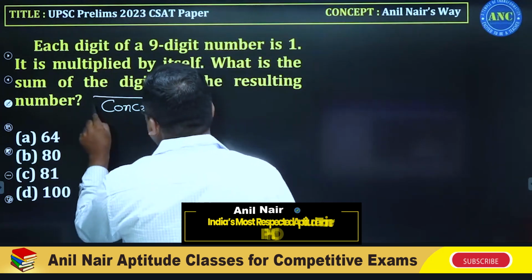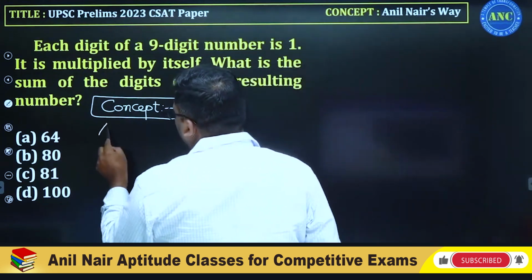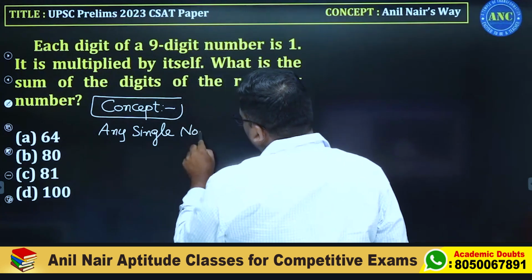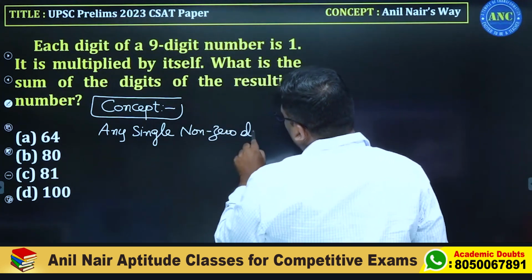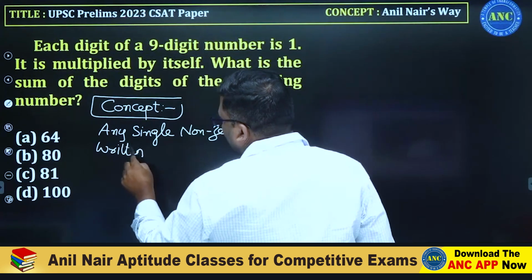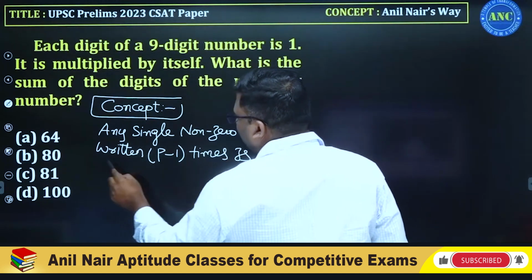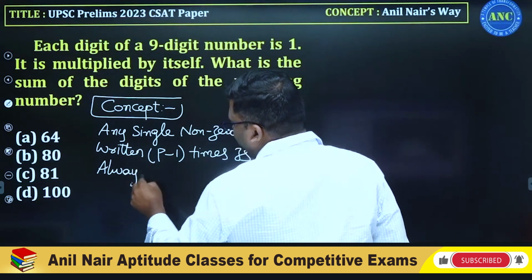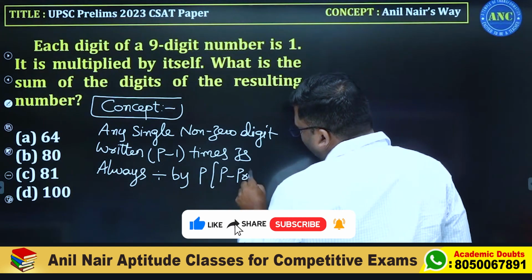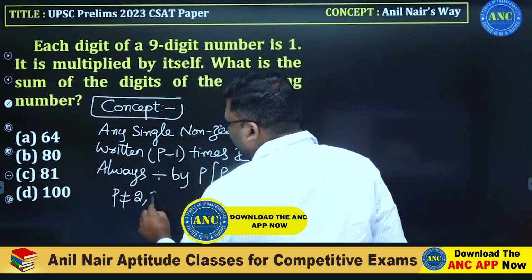First write down this concept and I will tell you the proof, sir. Concept for this question: any single non-zero digit written p minus 1 times is always divisible by p, if p is a prime number, p not equivalent to 2, 3 and 5.